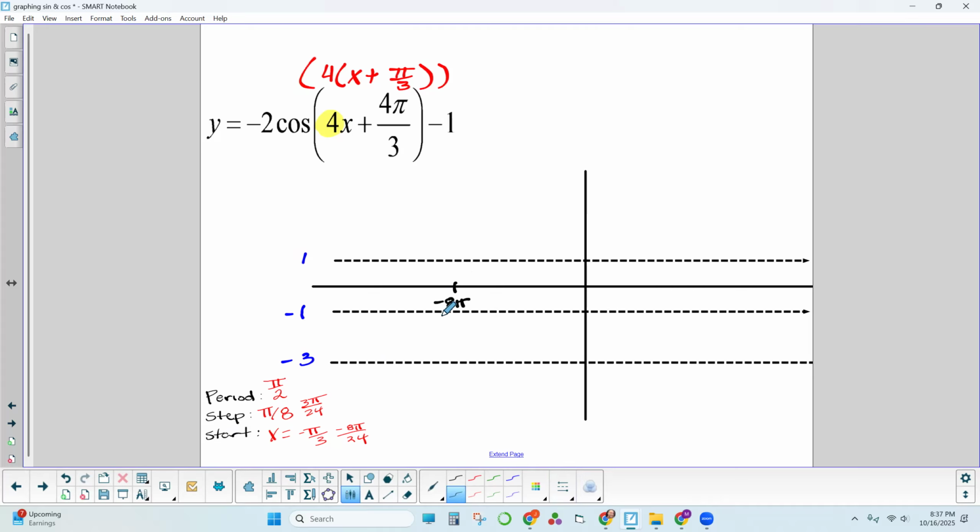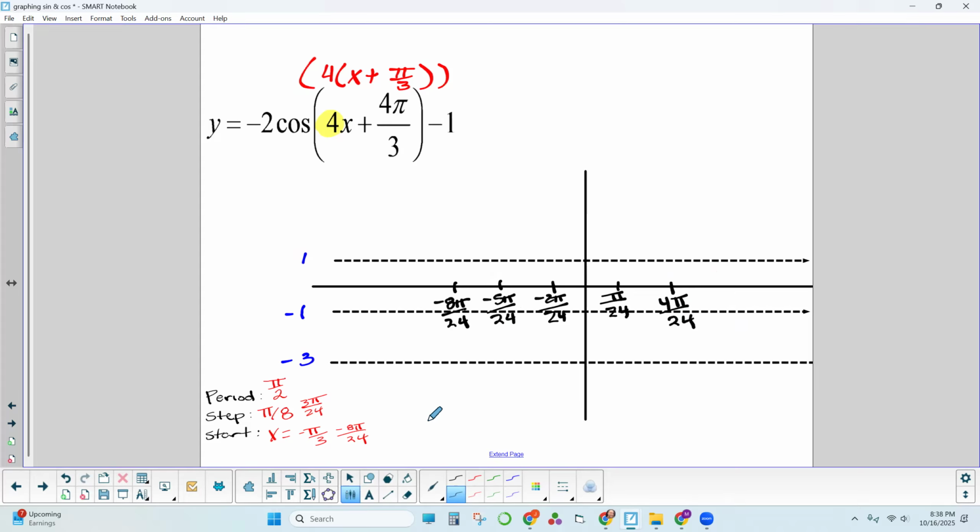-8 pi over 24. And then I jump 3 to -5 pi over 24. I jump 3 to -2 pi over 24. Jump over the origin there, and I'm at pi over 24. And one more step will bring me to 4 pi over 24. Okay, that's 4 steps. That is 1 period.